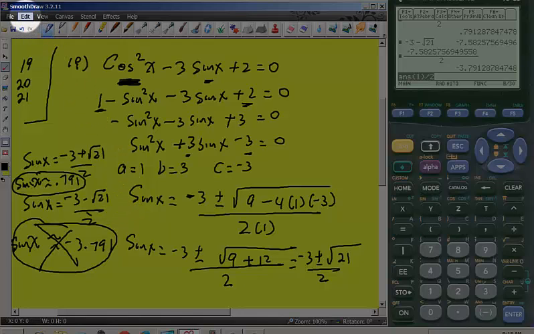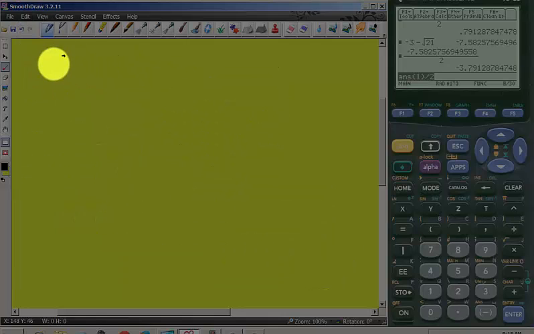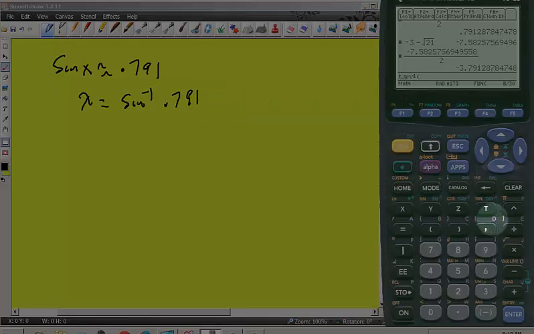So I need a new board, so I'm going to clear this board. So I have sine of x is approximately 0.791. Okay, so I have to solve for x, so that means I have to take a sine inverse. This is not part of the unit circle, so sine inverse of 0.791. So I'm going to go to my sine inverse. Sine, oops, that's tan inverse. Look at that.